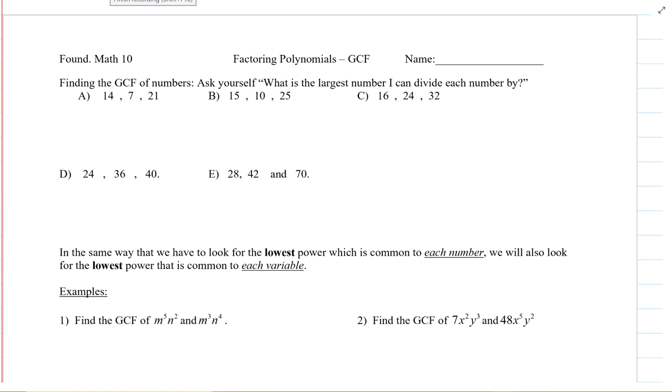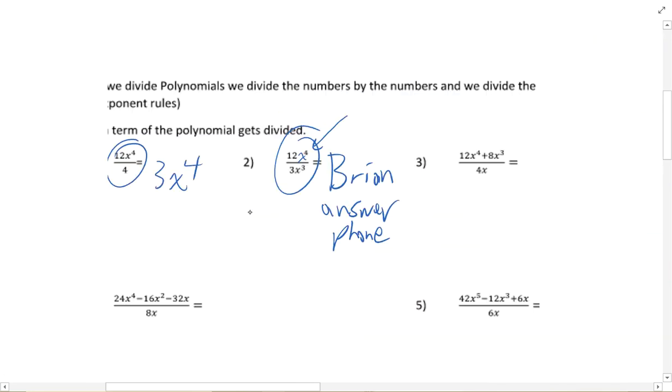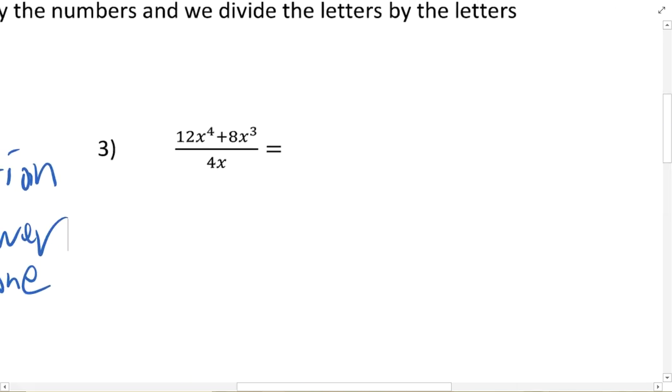Okay, so today what we're going to do is very similar to yesterday. Yesterday we were looking at dividing polynomials. When we were dividing polynomials, we just had a number down here and we took it out and divided. For example, in this question, 12x^4 divided by 4 would give us 3x cubed for this division. And for this division we get plus 2 when we divide our numbers, and x squared when we divide our letters.